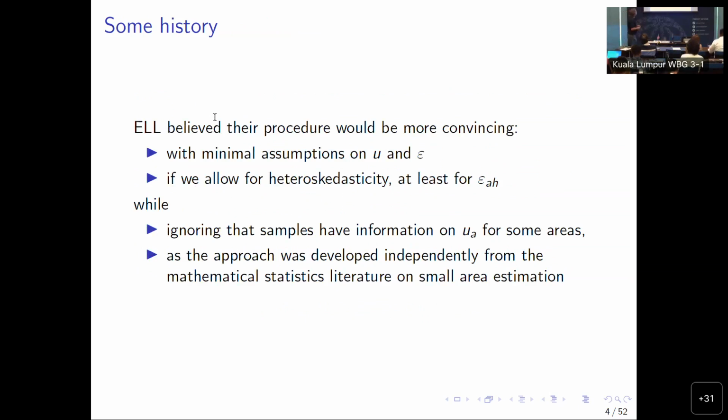So as I said here, ELL believed that the trade-off would be in their favor if they did not allow for normality, but that was in large part because in the countries where they worked, only a comparatively small share of districts were covered by the survey.